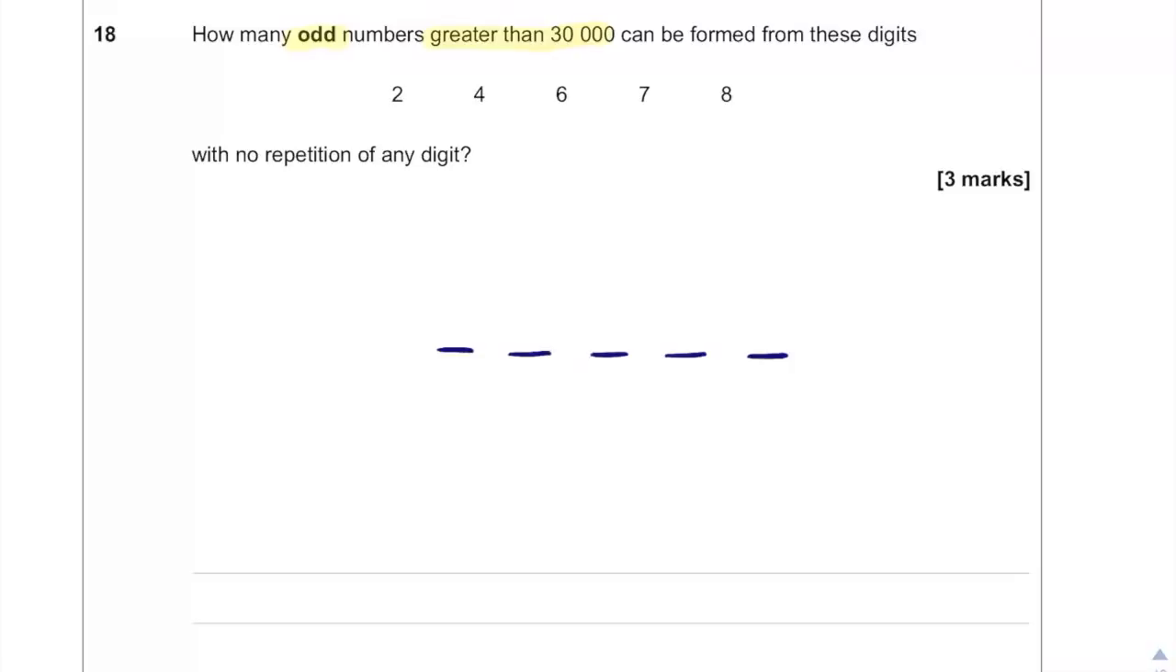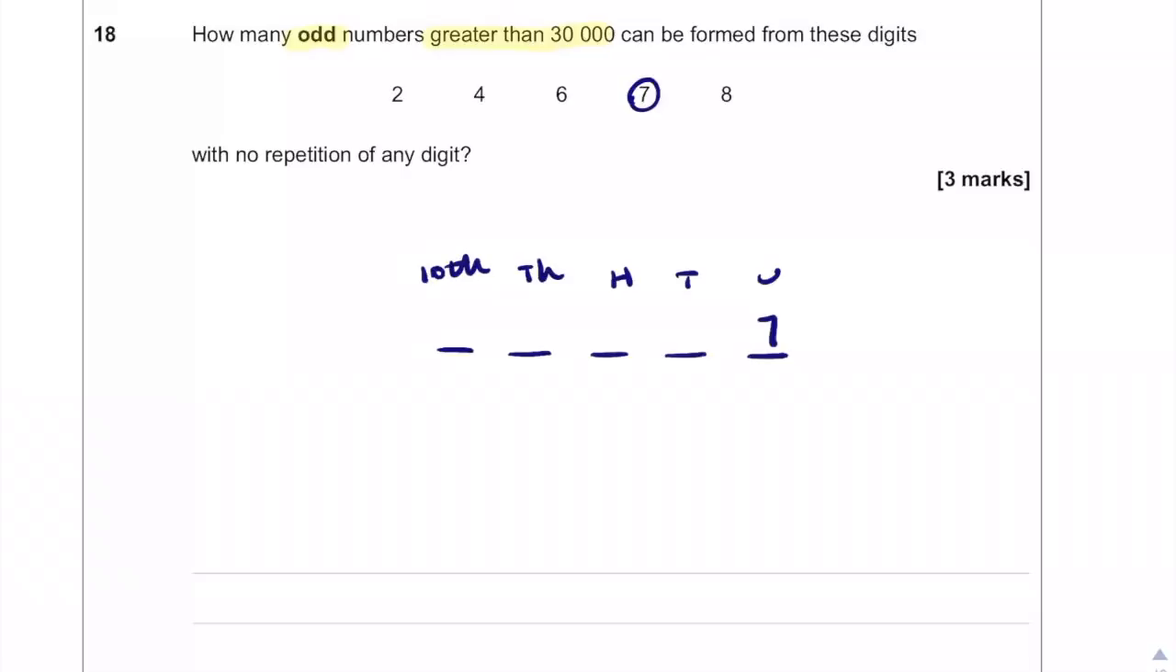Well, if we look at these digits, there's only one number that is odd, which is the 7. So that means the 7 has to be in this column here. If we say this is our units column, this is our tens, this is our hundreds, this is our thousands, this is our tens of thousands, then the 7 is going to be in a fixed position in the units because it's the only digit that's odd and we have to form odd numbers.